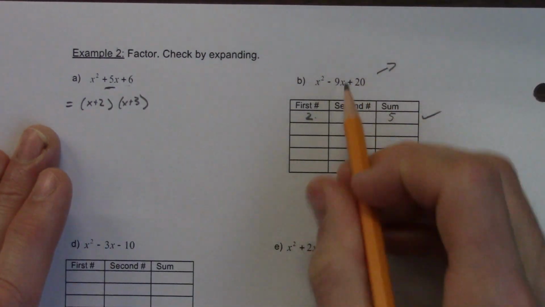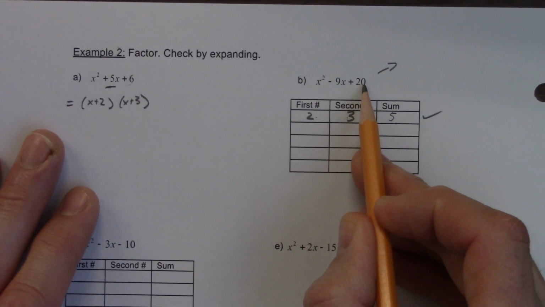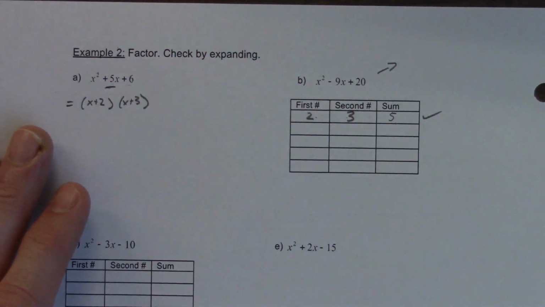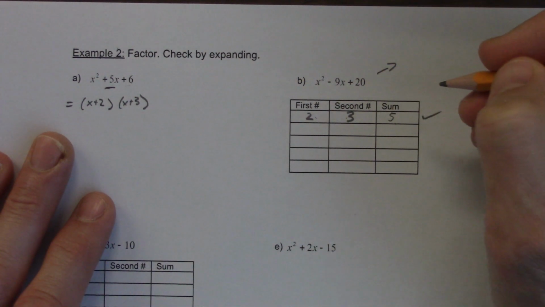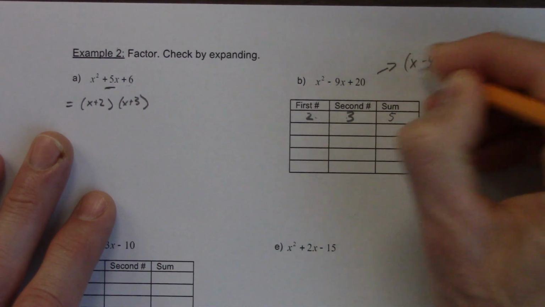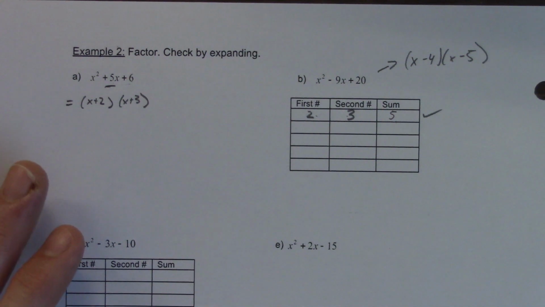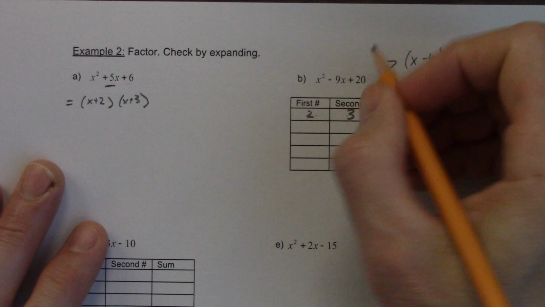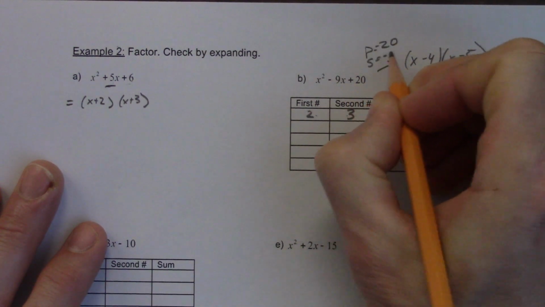So what is going to multiply to give us 20? 4 and 5 works. And what adds to give us negative 9? So it wouldn't be 4 and 5. It would be negative 4 and negative 5. So it'd be x minus 4, x minus 5. Okay, and we know that because the product is 20 and the sum is negative 9.